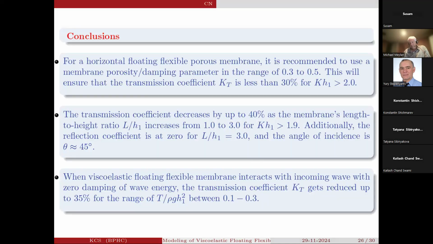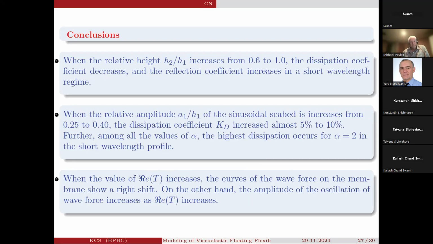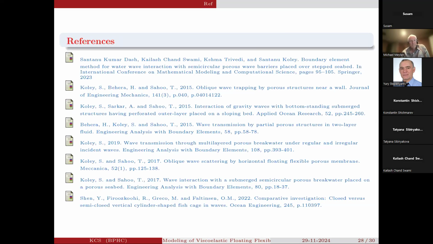Based on this study, we have drawn some conclusions. For a horizontal floating flexible membrane, it is recommended to use a membrane porosity in the range of 0.3 to 0.5 to ensure the transmission is less than 30%. Further, the conclusions you can see on your screen. Here are another 3 conclusions. These are some references I have taken here.